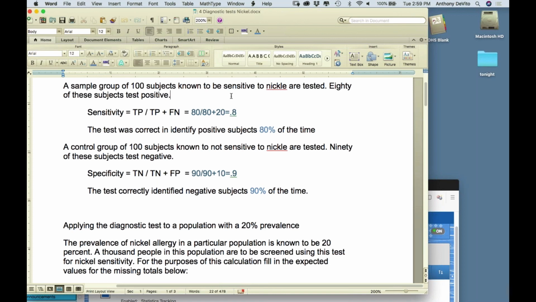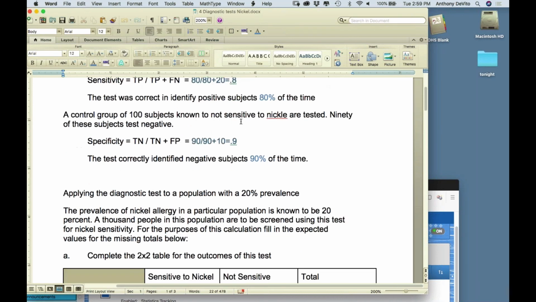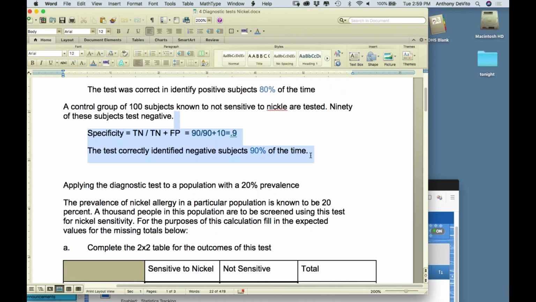And that 80%, 80 out of 100, is called the sensitivity of that test. The sensitivity is how good that test is in identifying people that have that condition. Okay, so now that begs the question, but what about people that don't have the condition? Maybe it's just 80% of the time it says everybody has the nickel allergy. Well, let's take a look at how that works.